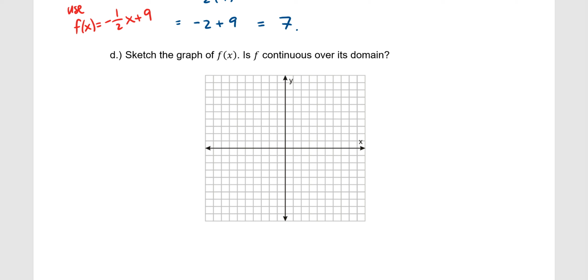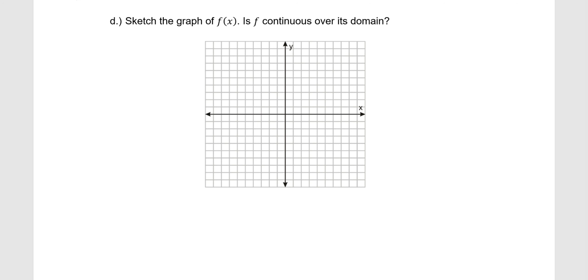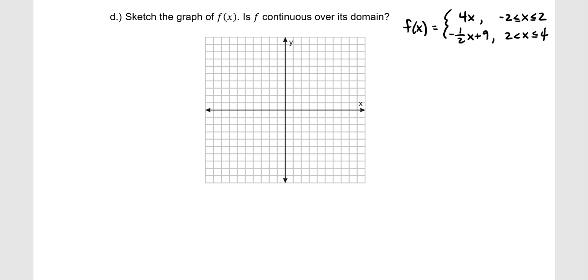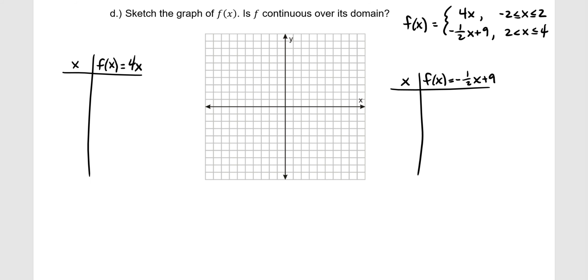Okay, so let's do a sketch of this graph. And I'll just write the function down again just so we have it. And we can create xy tables if we want, which is what I'll do for each one of these separately. So let's take a look at the one on the left first. So f of x equals 4x. This is from negative 2 to 2. So I'm going to use some of these values here. I'll start with negative 2. And I'll do negative 1, 0, 1, and 2.